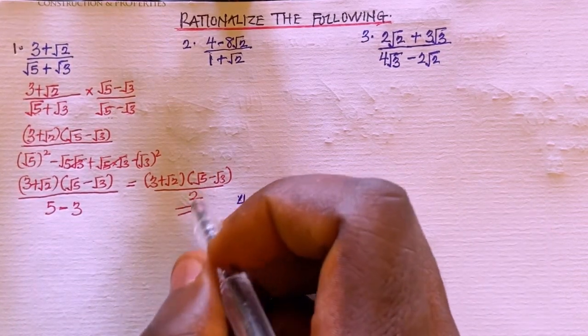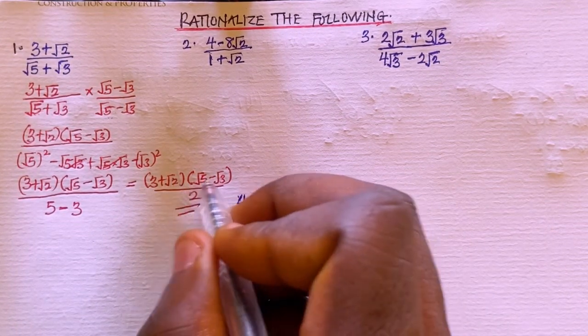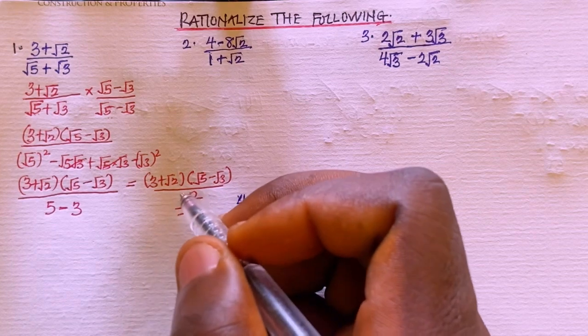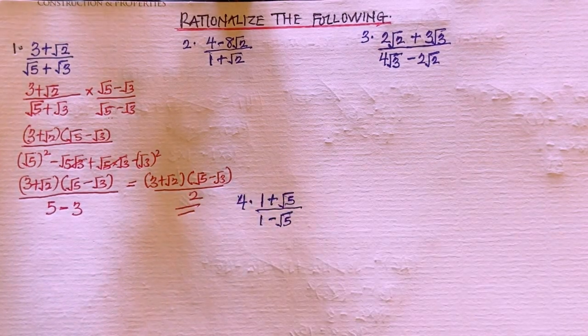You can choose to leave your answer like this, or you can expand this bracket and then you have your normal form of rationalization. So now let's move to the next question.